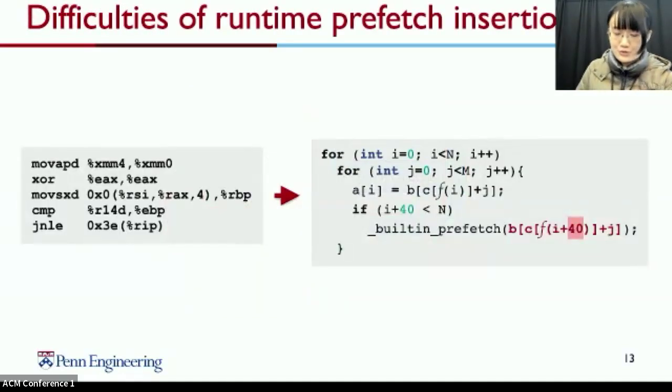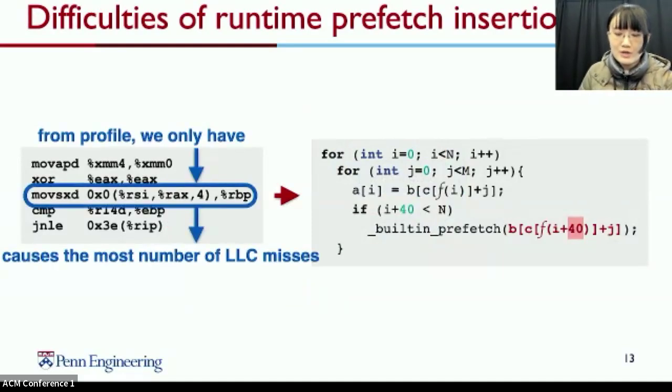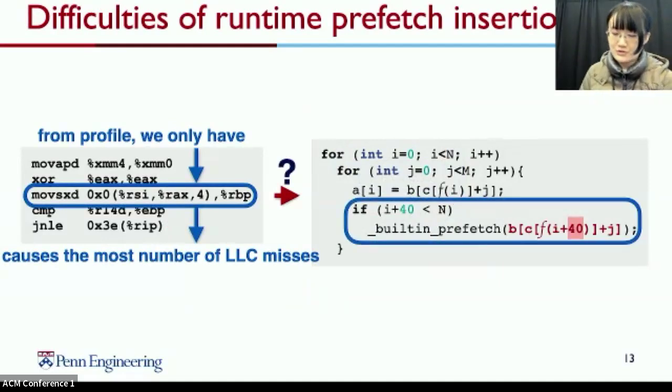The last issue we need to address when we implement this system is that from the profile, we only have the information about which function, which instruction causes the most number of last level cache misses. However, what we want to insert into the program is the prefetch kernel that contains a number of instructions. So our question is, how do we generate the prefetch kernel from just a single instruction?